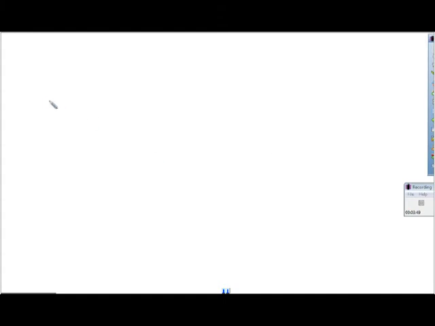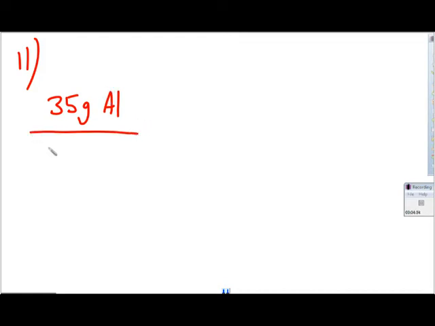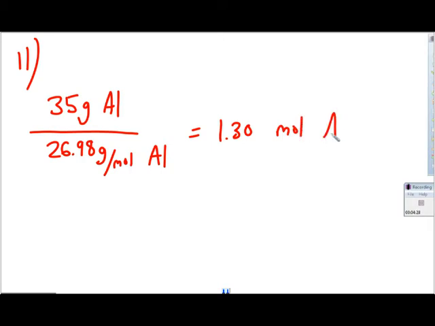Question 11. If you have 35 grams of aluminum, how many moles of aluminum do we have? The mass is how much we have divided by the molar mass. We look at the periodic table. Aluminum weighs 26.98 grams per mole. Take our mass, we divide it by the molar mass, and we have our number of moles. So we have more than a mole because we have 8 more grams than what a mole weighs. So we know our number is going to be bigger than 1. So we go ahead and calculate this, and we find out that we have 1.3 moles of aluminum.